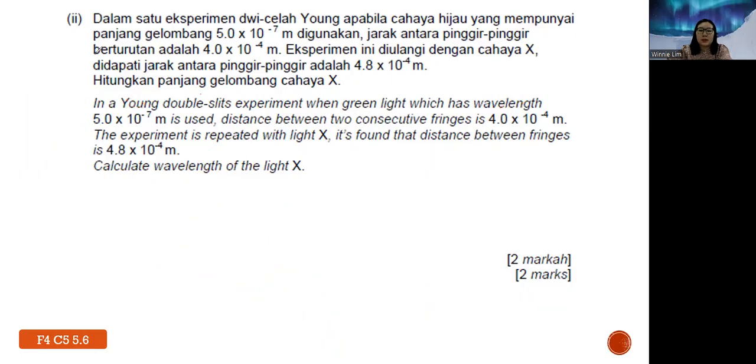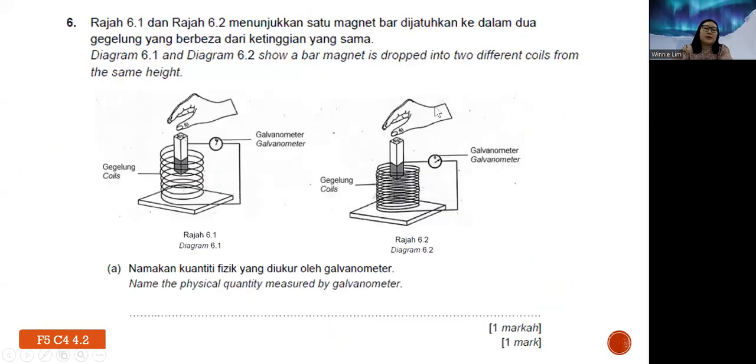Yeah, so now we proceed to next questions. Question 6. Question 6 and 5 are in a similar format, which is what we call comparison questions. So diagram 6.1 and 6.2 show a bar magnet is dropped into two different coils from the same height. Name the physical quantity measured by the galvanometer. So the function of the galvanometer is to measure current in general, or for this topic, because you induce the current, you can use the term induced current, but generally writing current is also acceptable.